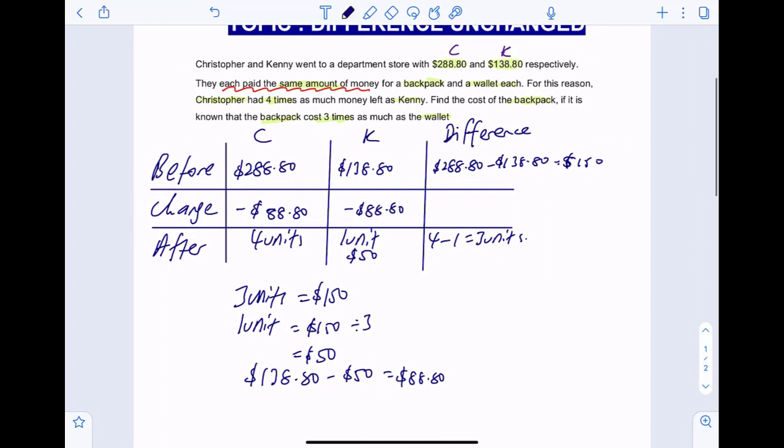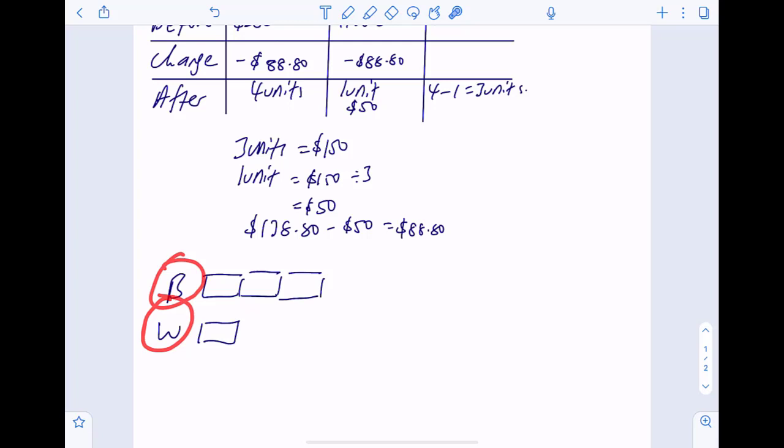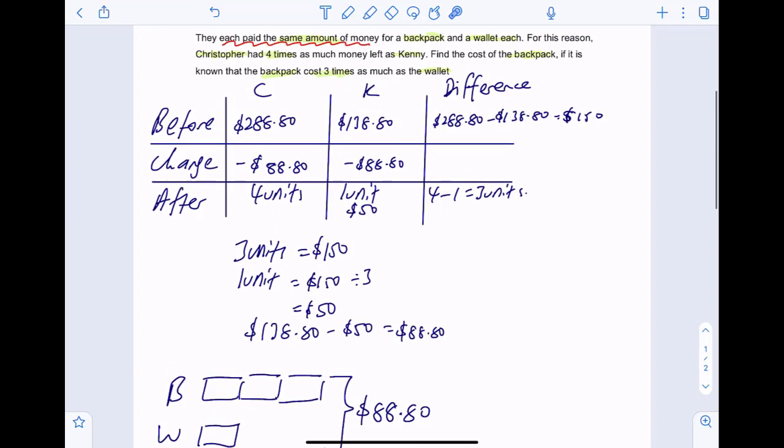Now, question is this. What is the cost of the backpack if it is known that the backpack costs 3 times as much as the wallet? Alright, so backpack will be 3 parts, right? Wallet will just be 1 part. And we know that they each bought a backpack and a wallet each. And the good thing is we know how much they spent as well, which is $88.80. Okay, $88.80. So how much is the backpack? Right? How much is the backpack?